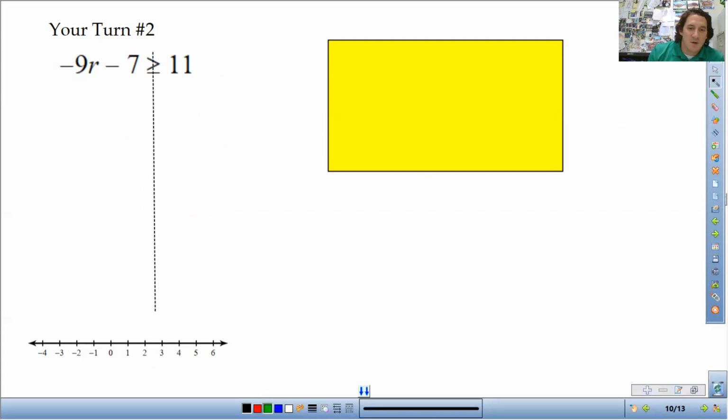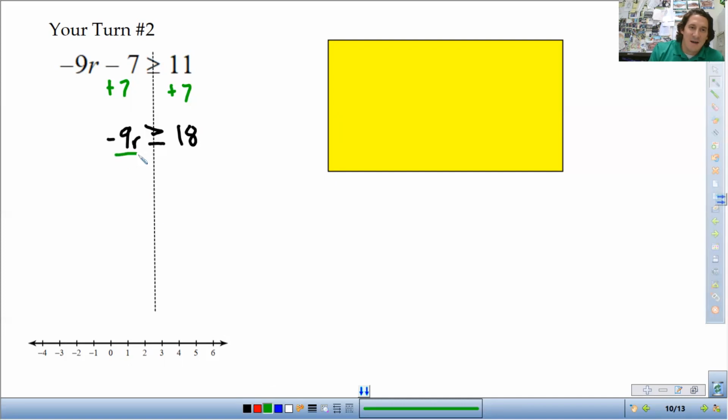So first thing I'm going to do is eliminate the 7. I'm going to add 7 to both sides. I do not need to flip the inequality since I added. You only flip if you multiply or divide both sides by a negative. So 11 plus 7 is 18.